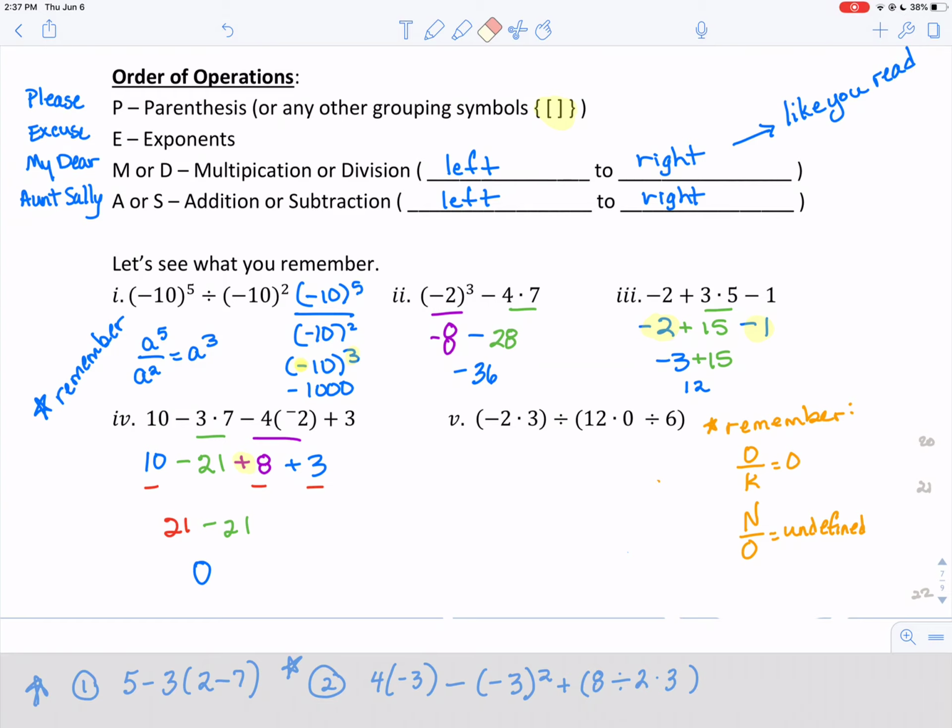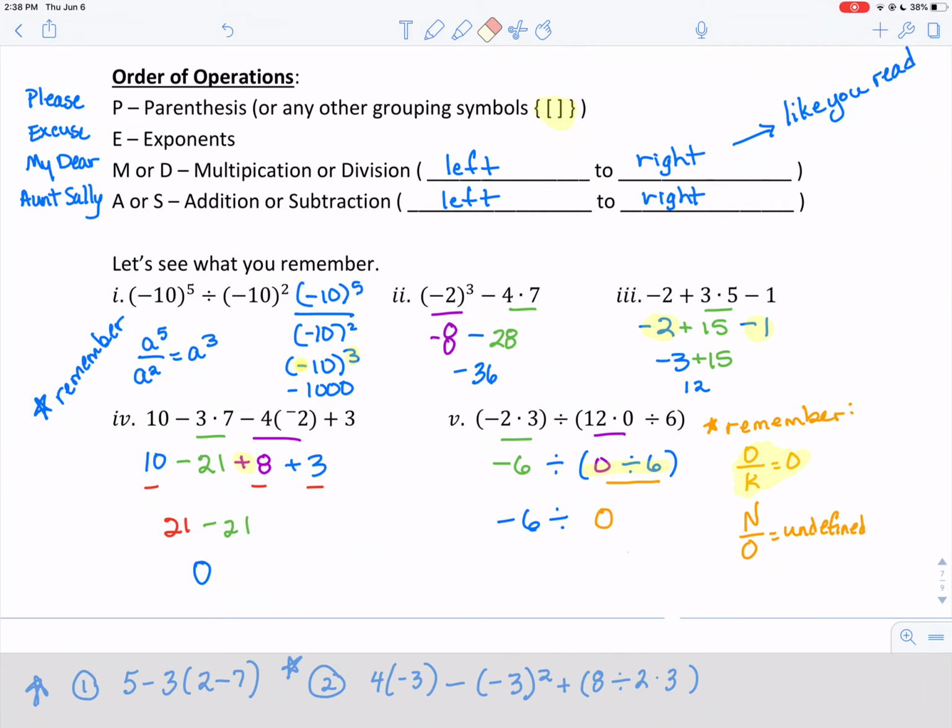So the very first step is to multiply my negative 2 times 3 and get negative 6. Then we'll do the other parentheses, which is 12 times 0. And so now we are still having our parentheses, so we need to do this in parentheses. 0 divided by a number, that is this one. 0 divided by a number is 0.